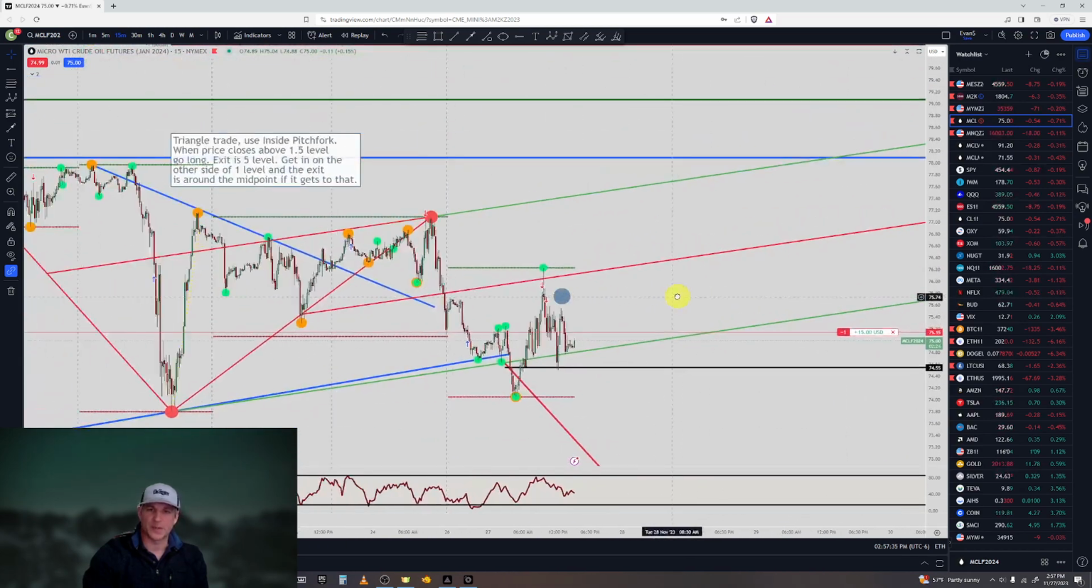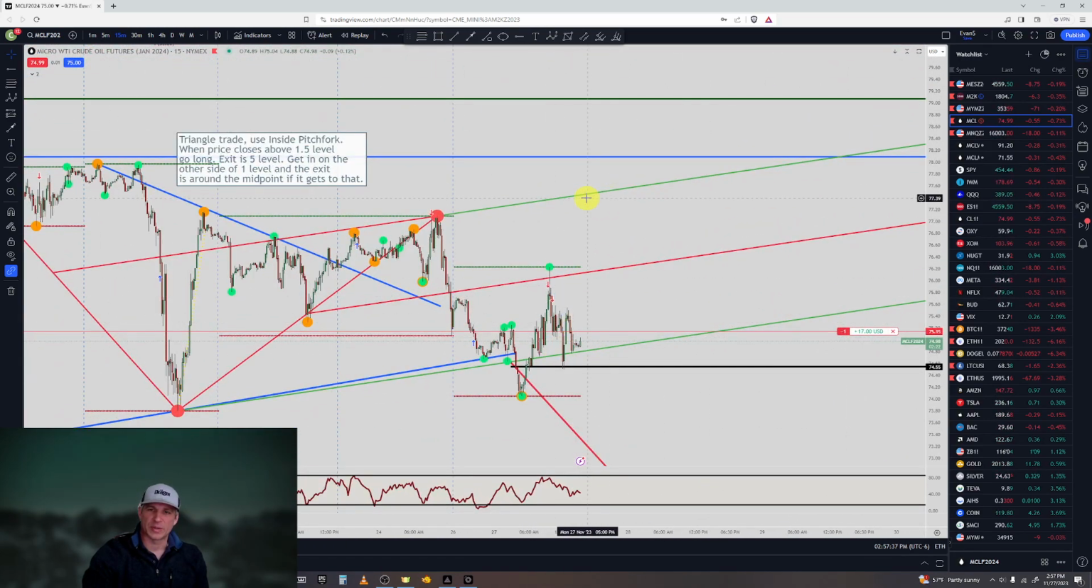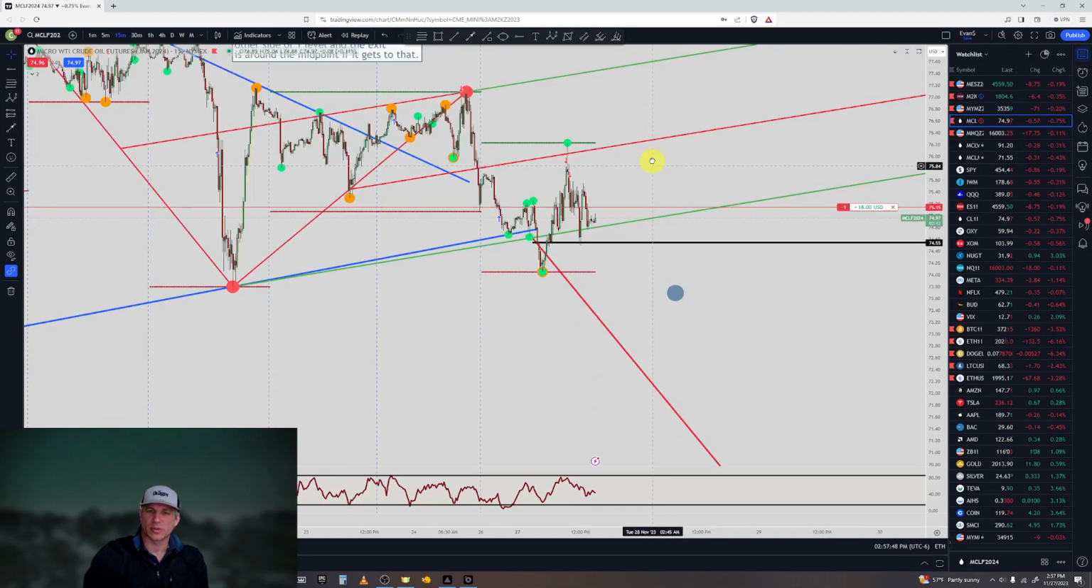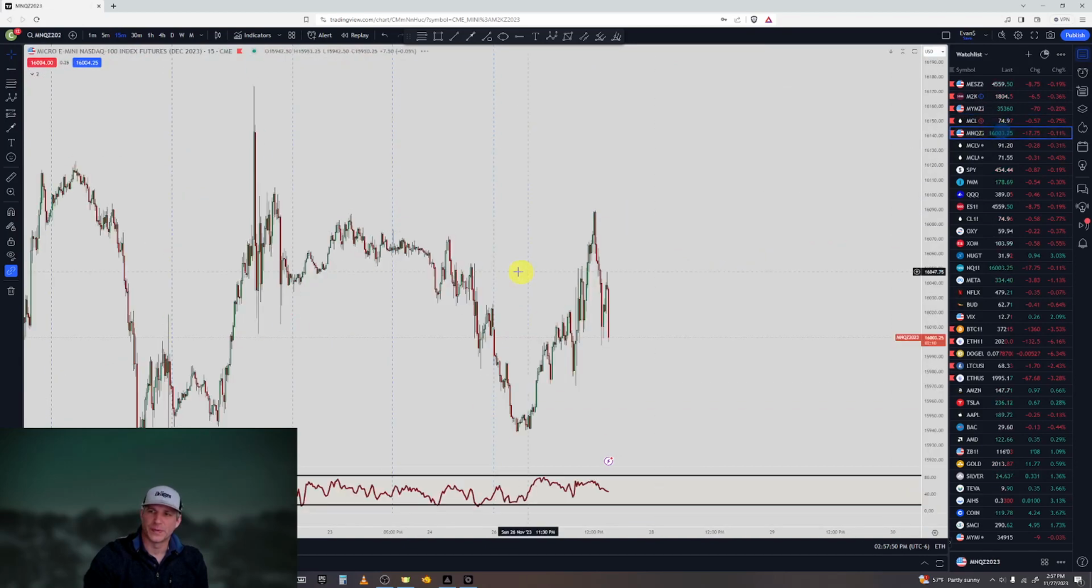If not, and price continues to move up, it's his upper line. We'll get short there and then take it down south of the, what's it called, median line right there. That's what we had set for oil.